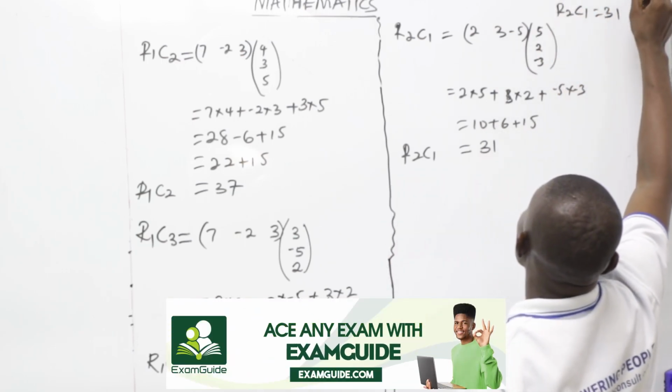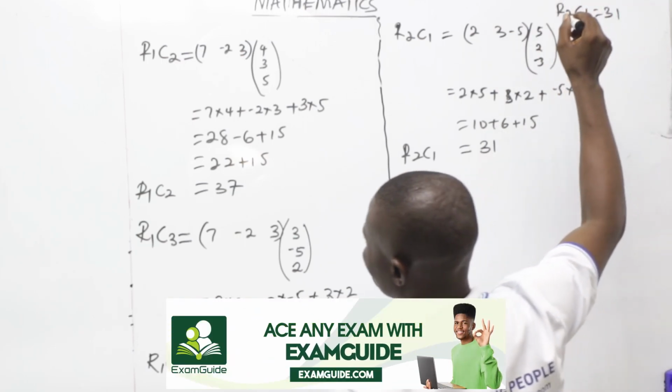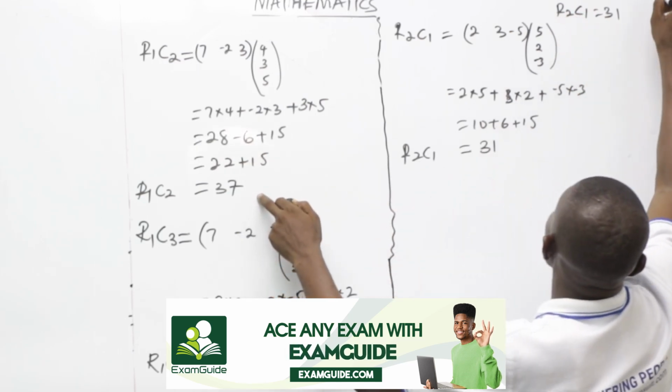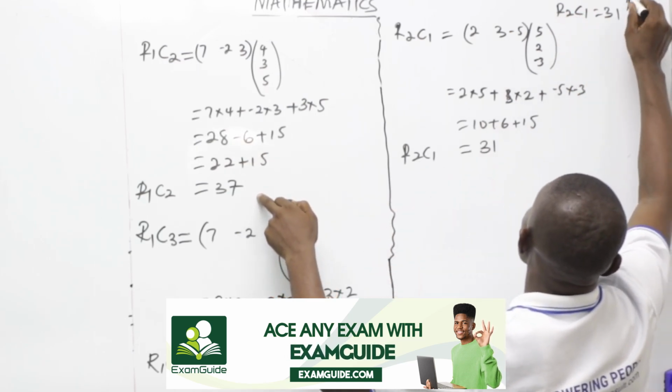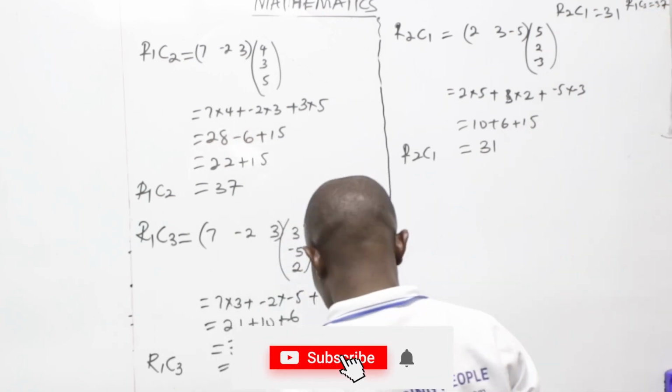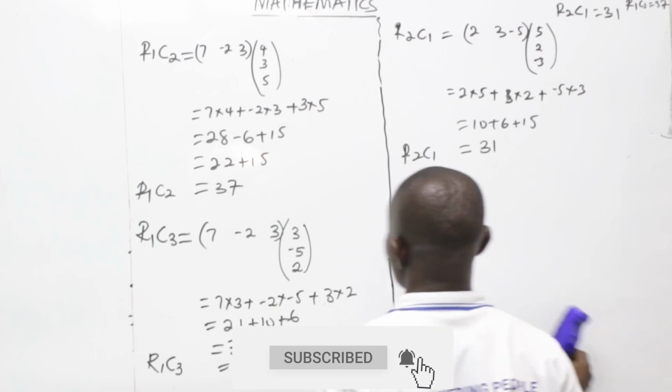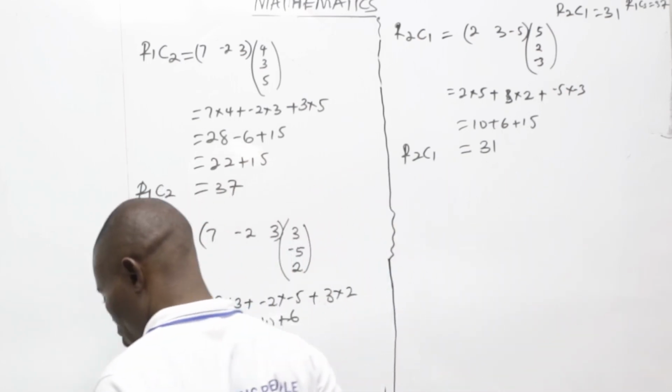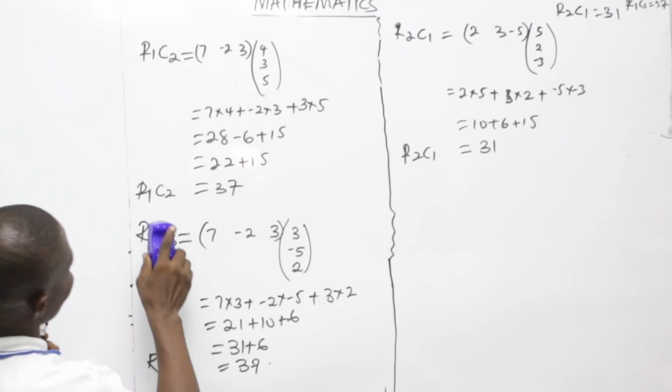Row 1, column 2 equals 37. Row 1, column 3 equals 37 as well. Now row 2, column 1 is this. Okay, now we have that. Let us solve row 2, column 2.